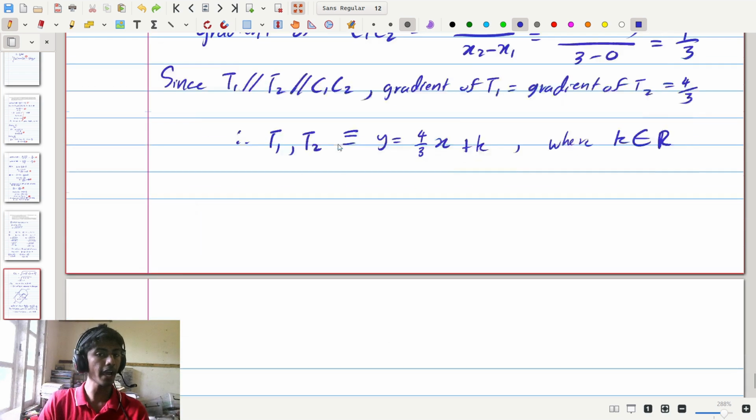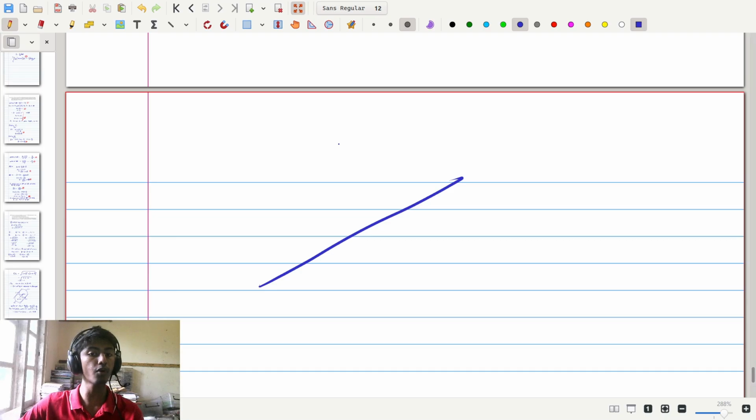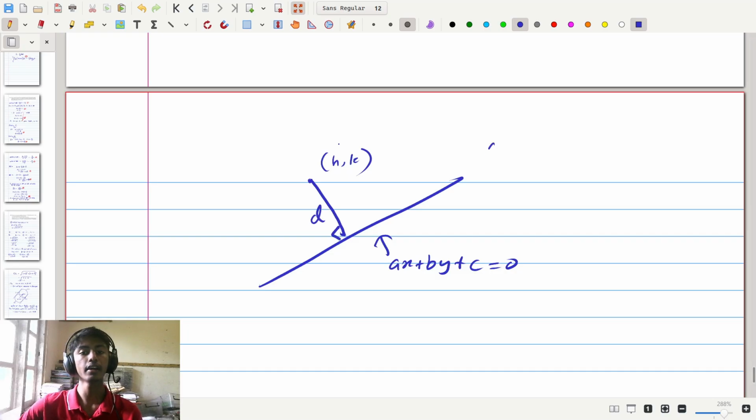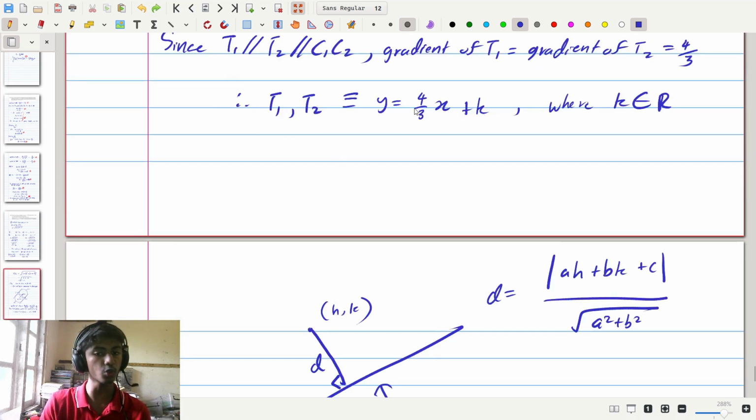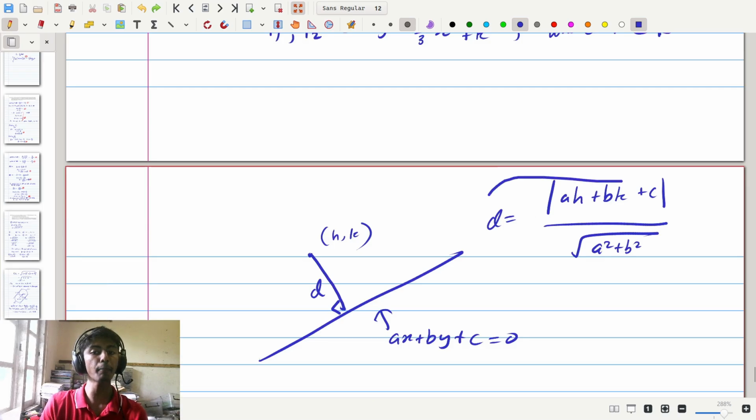Now as we know, if you have a line of the form ax plus by plus c equals 0 and you have a point, let's say h, k like this, the perpendicular distance here, which we'll call d, is equal to the modulus of ah plus bk plus c divided by the square root of a squared plus b squared. Now according to that, if we get these two lines T1, T2 into this form, we can then apply this equation and probably we will get the values of k.